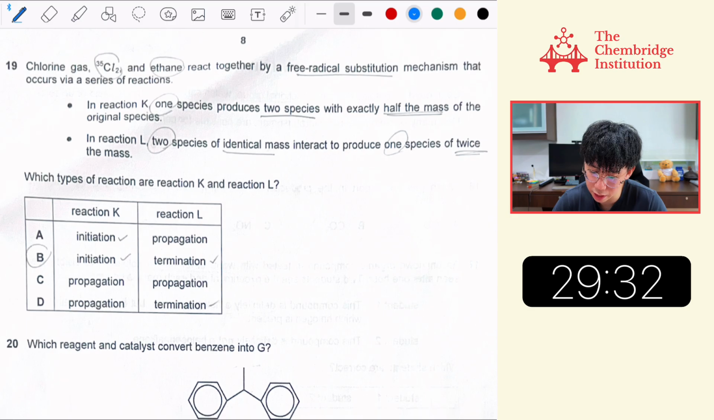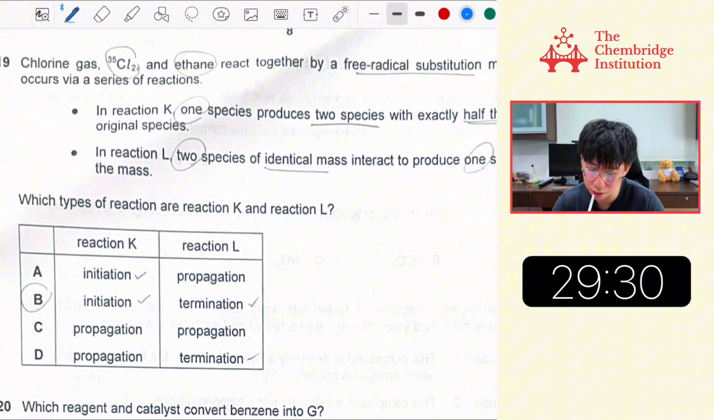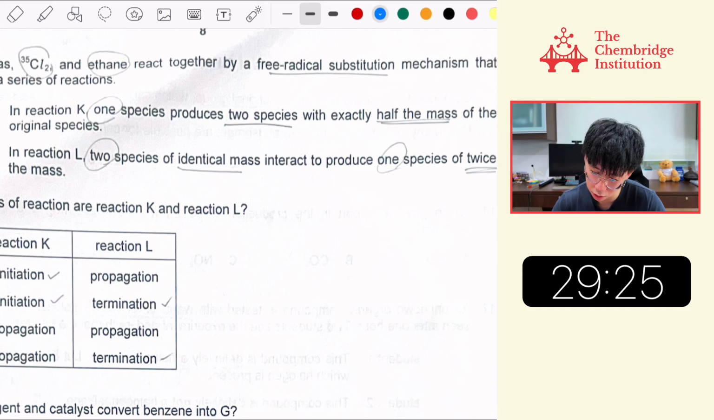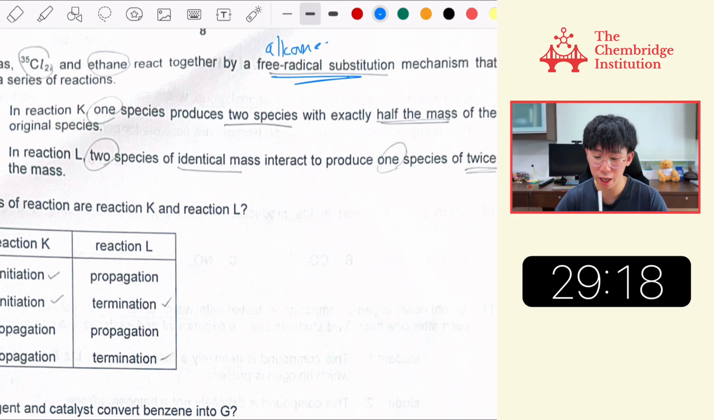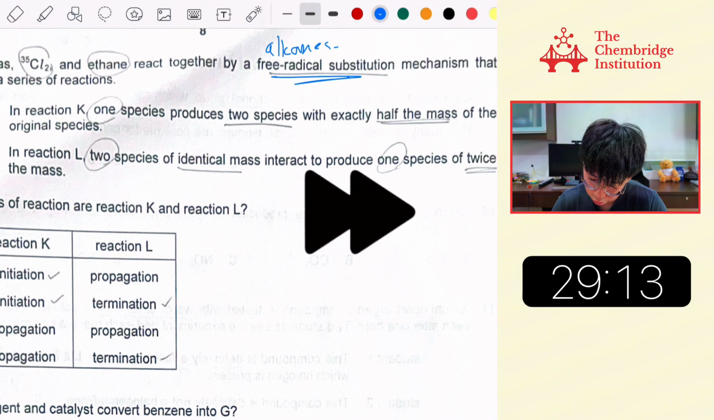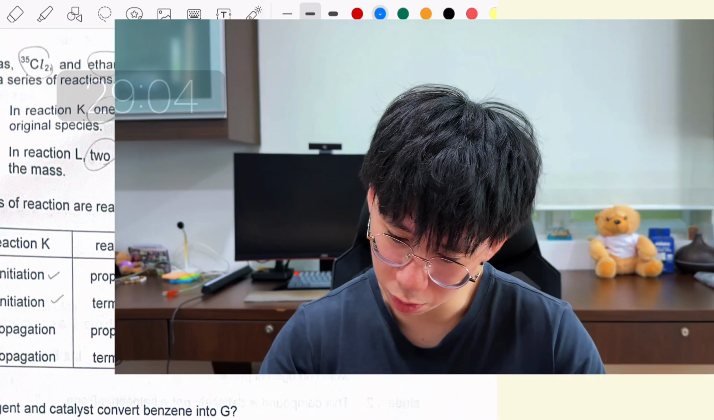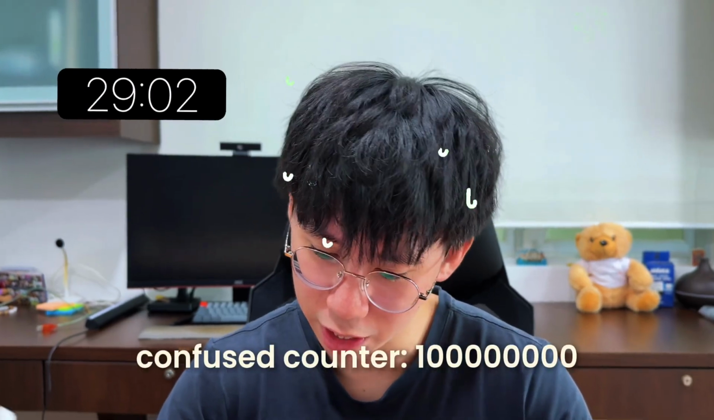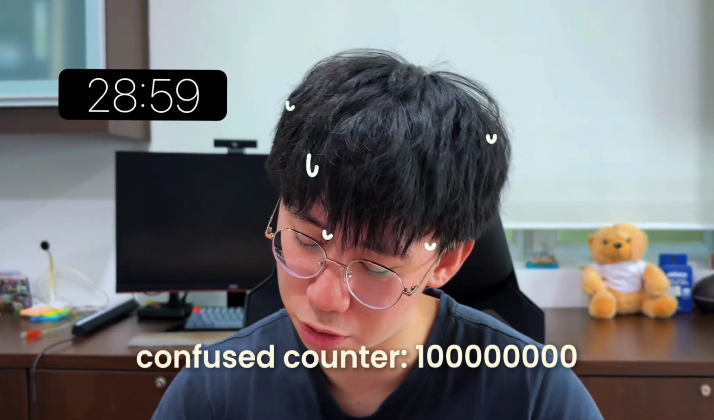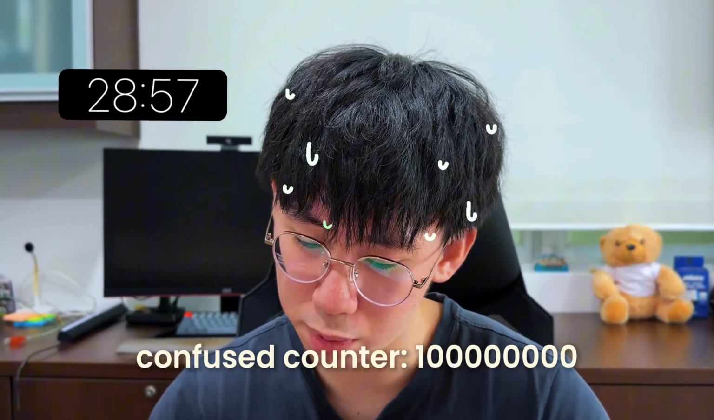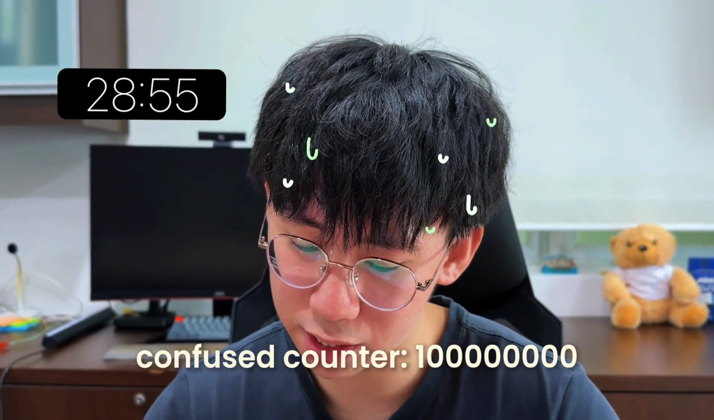Okay? Chlorine gas and ethane react together by a free radical substitution mechanism that occurs via a series of reactions. In reaction K, one species produces two species. What? Okay, free radical substitution. So this is in your alkanes chapter. In reaction K, one species produces two species with exactly half the mass of the original species. It produces two species? What? This makes no sense. In reaction L, two species of identical mass interact to produce one species of twice the mass.